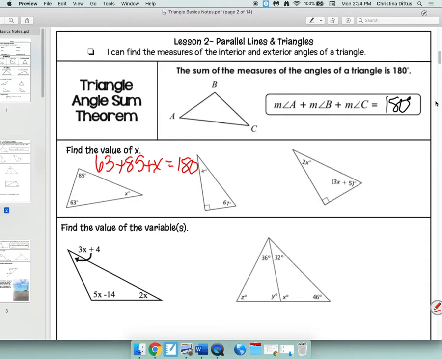My personal preference is I like to do less work, so I like to do 180 minus the 2 angles you have. So what I would type in my calculator is 180 minus 85 minus 63, and that'll give us a nice lovely answer. Punch in your calculator, let me know what you get. 32? So this guy right here, 32.